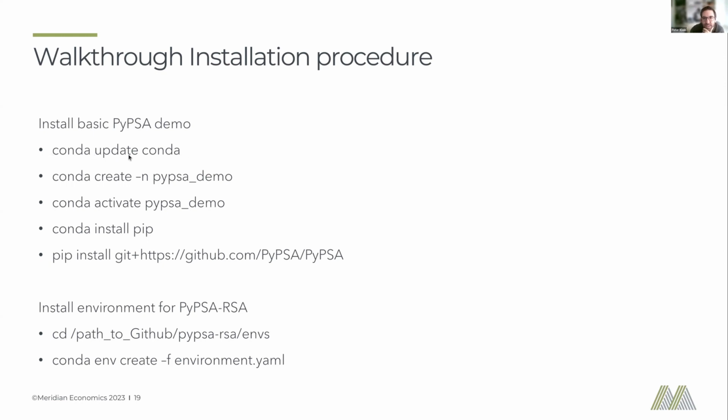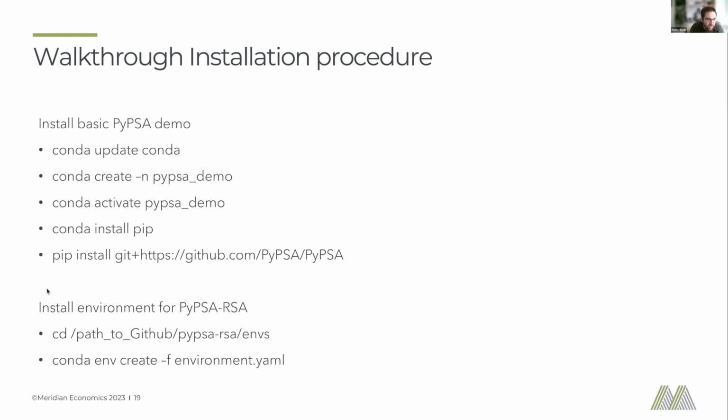So if we're going to create our PyPSA demo, the first thing you want to do is make sure you have your conda updated. You'd run the script in the terminal, and then you can create a new environment called PyPSA demo. You want to activate that environment, so I'll show that this conda activate flips to that environment. Make sure that pip is installed, and then you can use pip to install the latest branch directly from GitHub. So this set of code will get you to the point where you have a basic PyPSA environment installed, and you can do some small demos that we're going to go through now.